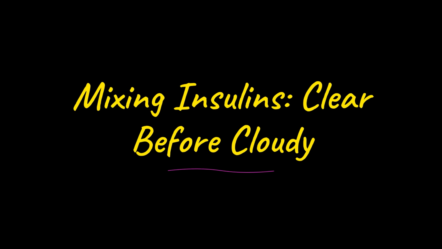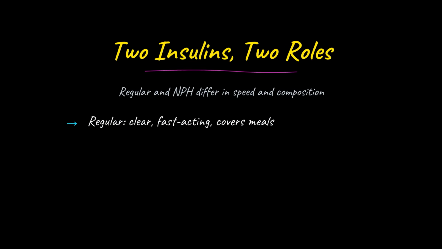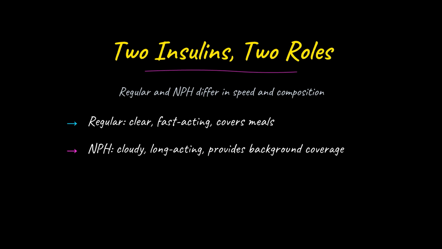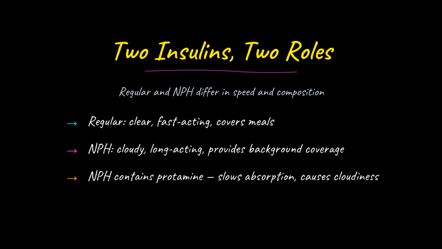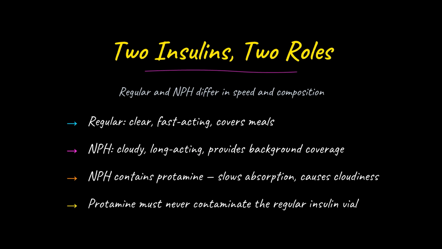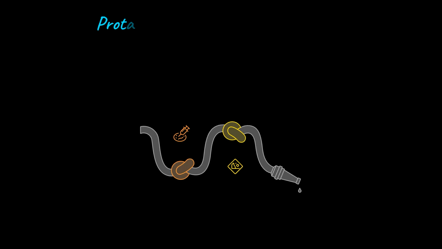When a patient needs both fast-acting and long-acting insulin, combining them in a single syringe saves an extra injection, but the order in which they are drawn up is critical, and getting it wrong can silently ruin future doses. Regular insulin is clear and works quickly to cover meals. NPH is made cloudy by protamine, an additive that slows its absorption and provides longer background coverage. These two insulins differ not just in timing but in chemical composition.